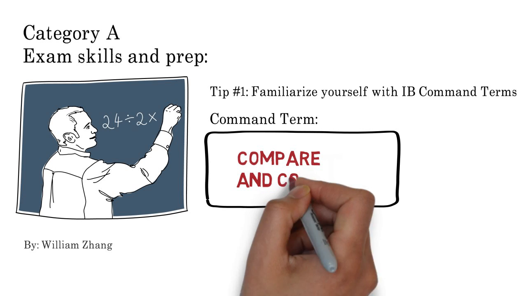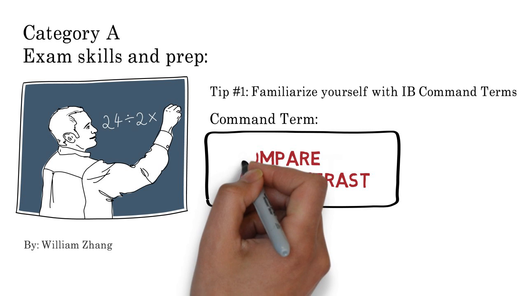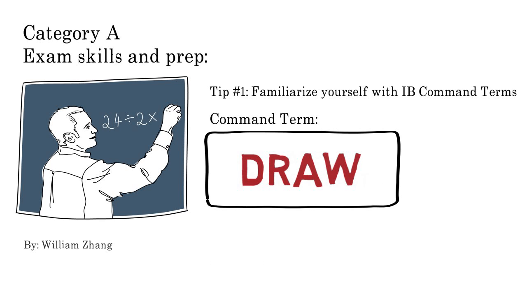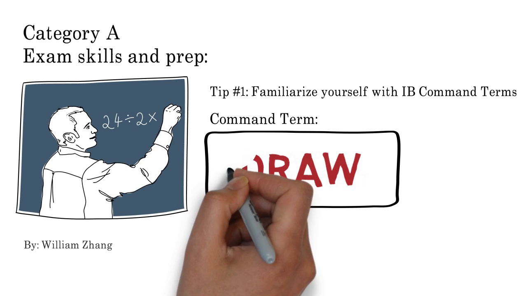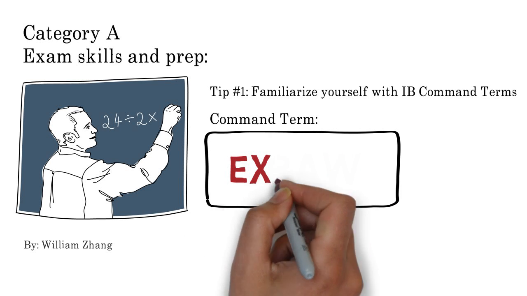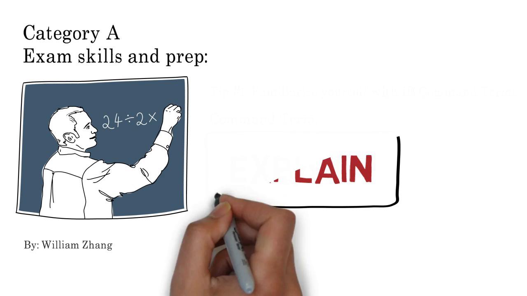Compare and contrast. Give an account of similarities and differences between two or more items or situations, referring to both or all of them throughout. Draw. Represent by means of a labeled accurate diagram or graph using a pencil. A ruler should be used for straight lines, diagrams should be drawn to scale. Graphs should have points correctly plotted and joined in a straight line or smooth curve. Explain. Give a detailed account including reasons or causes.